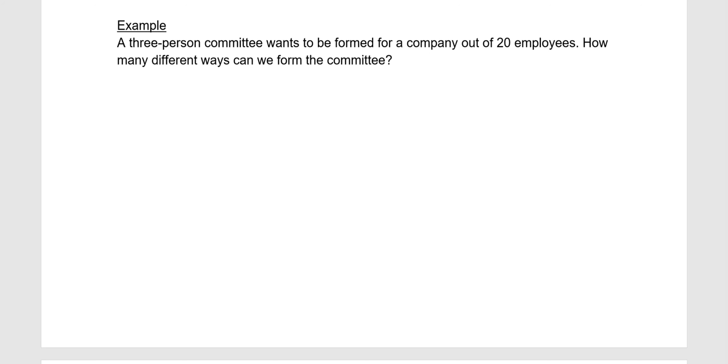Okay, let's do a couple examples now. So a 3-person committee wants to be formed for a company out of 20 employees. We want to know how many different ways can we form the committee. So the order does not matter here. These employees that are being chosen for this committee don't represent any different positions. It's just a 3-person committee. There's no treasurer, president, secretary. It's just 3-person. So order does not matter, combination.